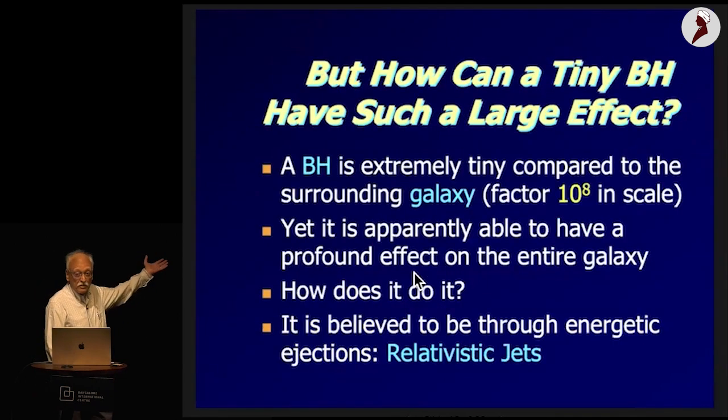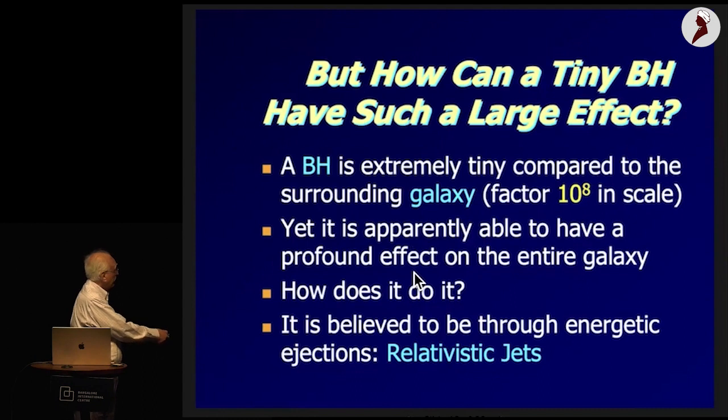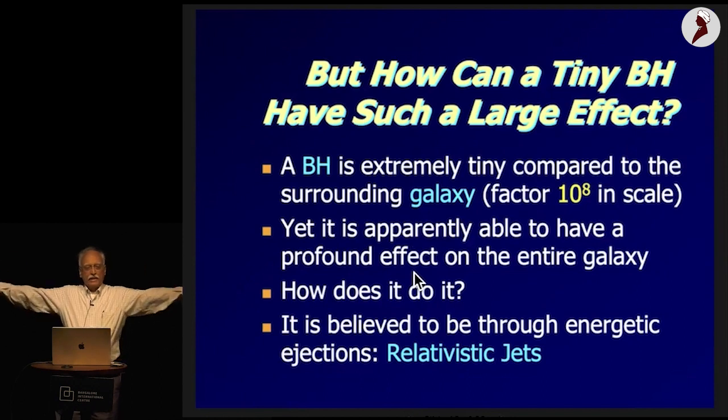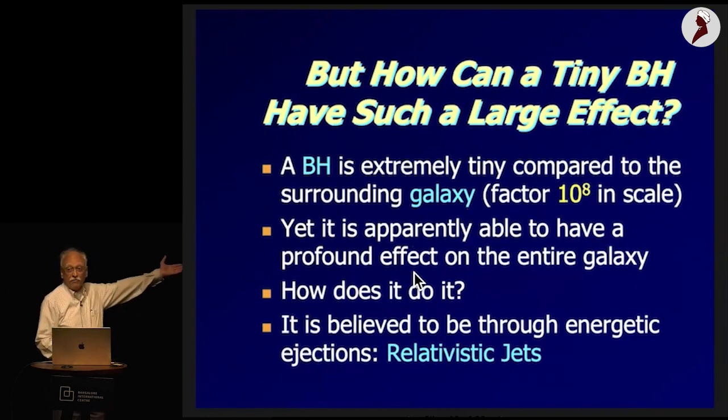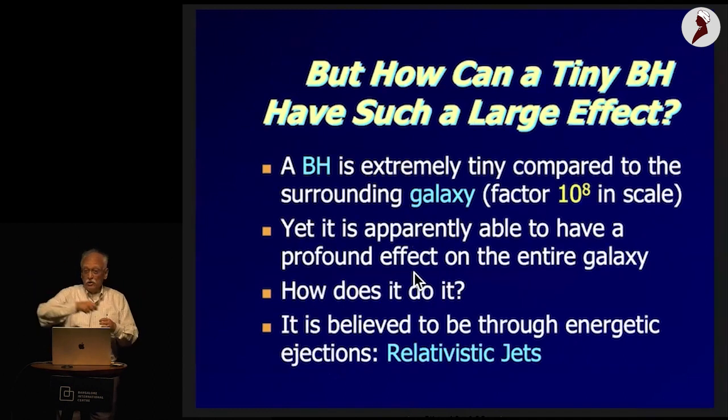Still, this business about the scale is a worry. The scale difference between the event horizon of a black hole and the characteristic radius of the galaxy, it's not a few hundred. It's 10 to the power of 8. That's a large range of scales over which to communicate information and to influence each other.